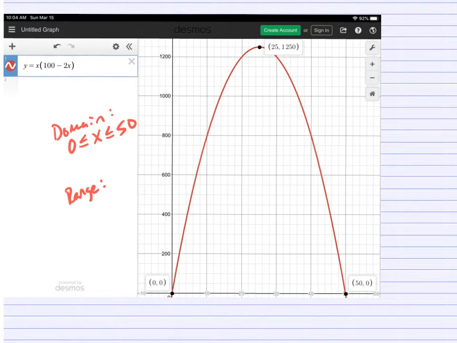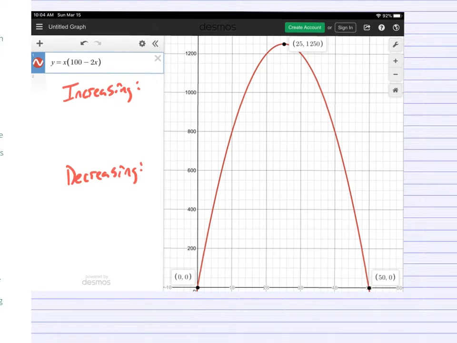All right, now the range is the area. The range is going from 0 feet for the dog to play in all the way up to 1,250 feet for the dog to play in. It could be all of these areas in between all the way up and all the way down. It could be between 0 and 1,250. So I'm going to write my range as all the areas between 0 and 1,250.